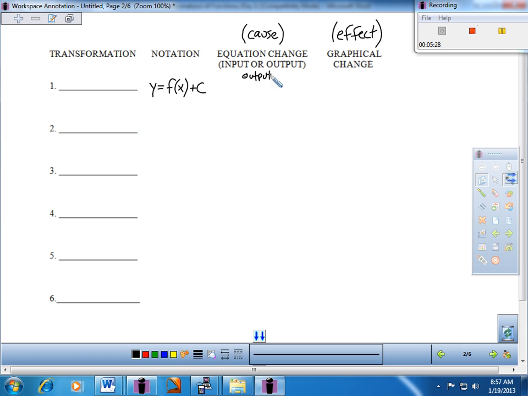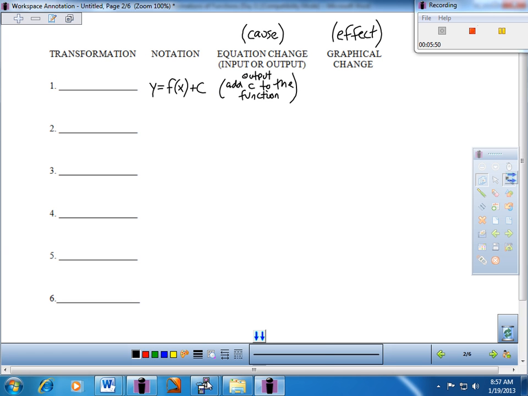And what does that mean specifically? Well, as you can see, the notation I think speaks for itself. Let me just make sure I have this right. I am adding c to the function. Okay, so whatever f of x is, the function itself, I'm just going to add a number on the back. And so we're going to go ahead and start this out right here.